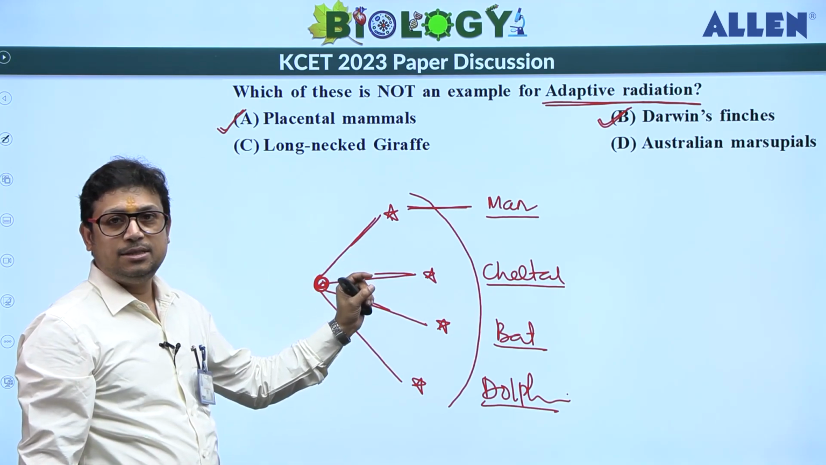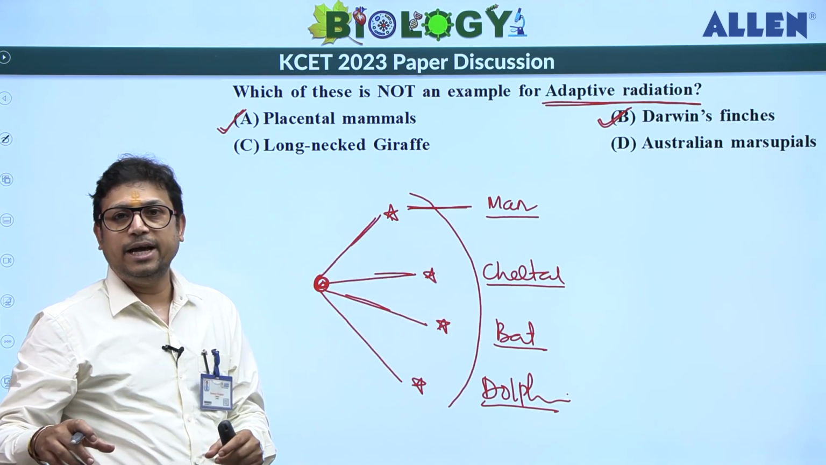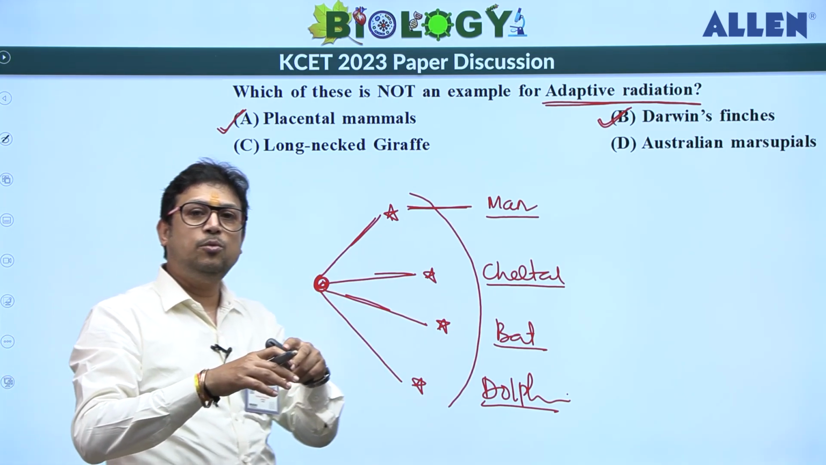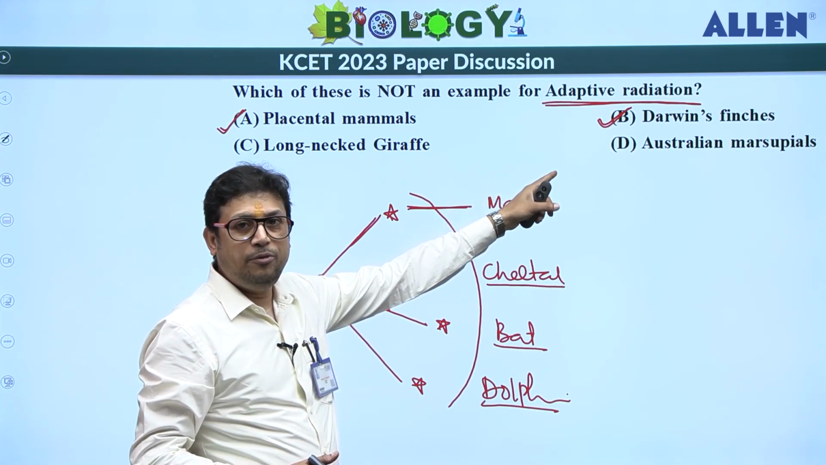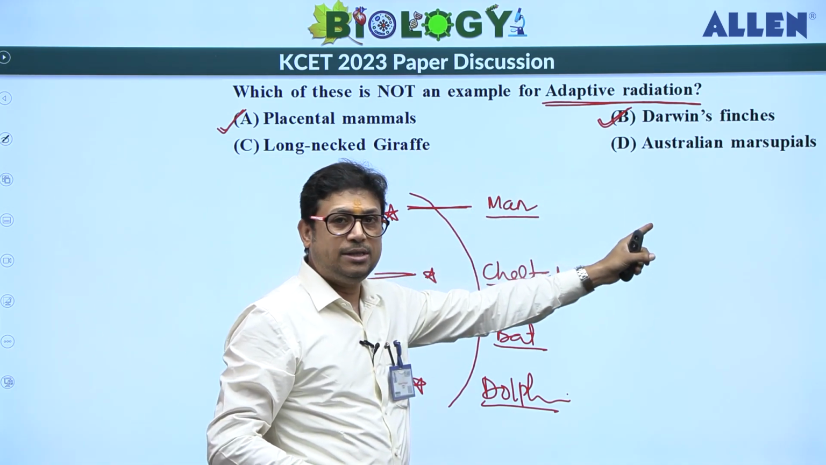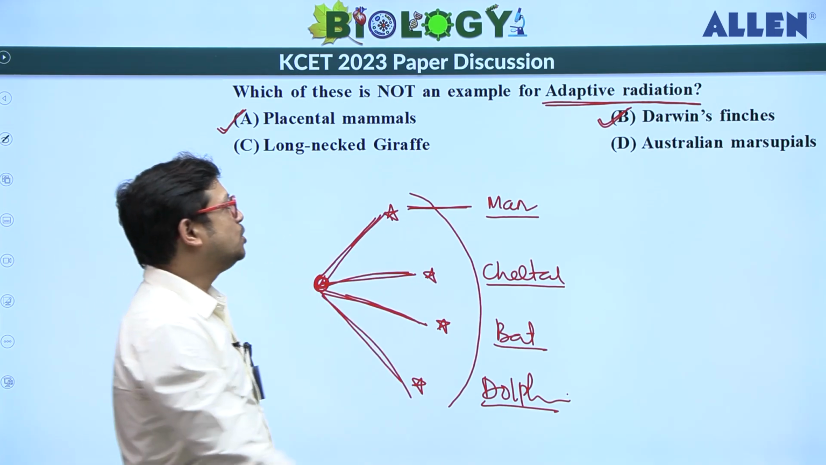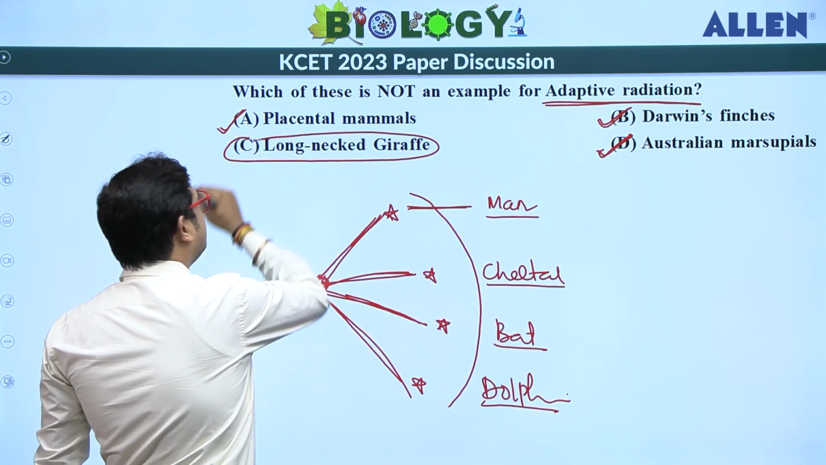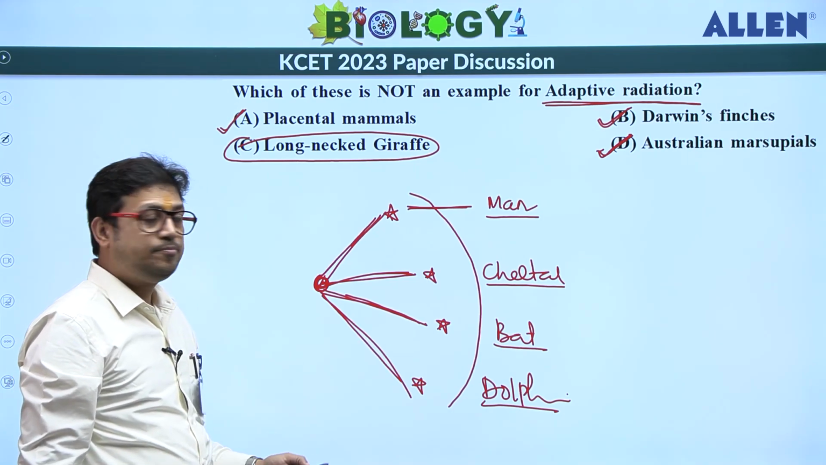So what are Darwin finches? These are the birds, ancestral birds, those who flew from South America to the Galapagos Islands. In the Galapagos Islands they found different types of food resources. So that is why what happened? They got adapted to different types of food. So those are Darwin finches. That is also an example of divergent evolution. Similarly, Australian marsupials, from the ancestral stock, different types of marsupials originated, right? So this is also an example of adaptive radiation. So the answer is the third one, long neck giraffe. That is not an example of adaptive radiation.